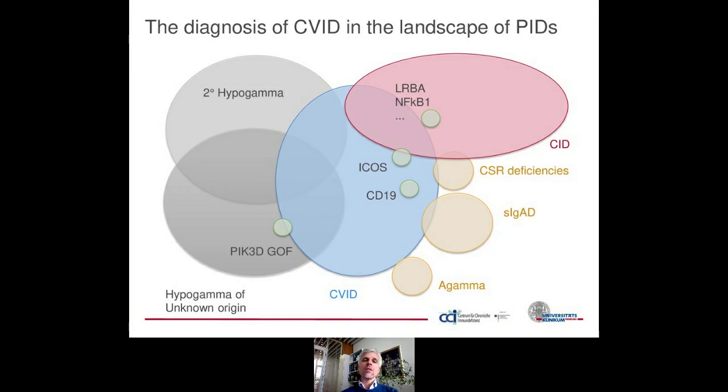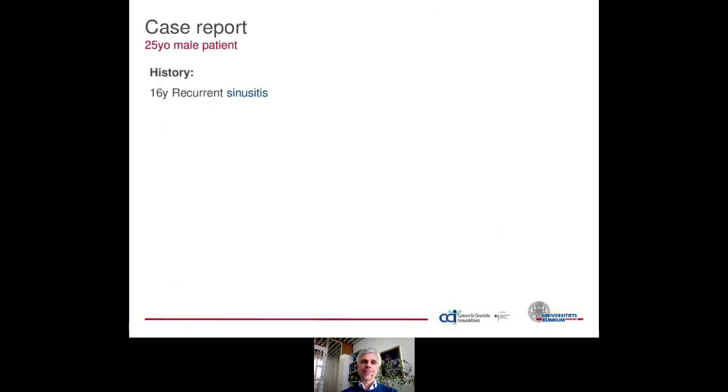What I try to explain with this slide is that, in my eyes, CVID is a diagnosis based on clinic and laboratory. On top of that, we will have genetic diagnosis, which either fulfills the clinical criteria for CVID, or not, or they will fulfill criteria for another primary immunodeficiency. And so patients with NF-kappa-B1 deficiency can be combined or CVID, depending on their clinical and laboratory presentation.